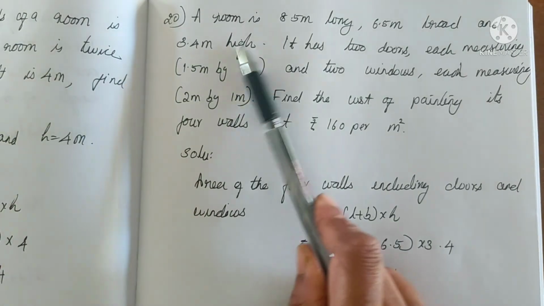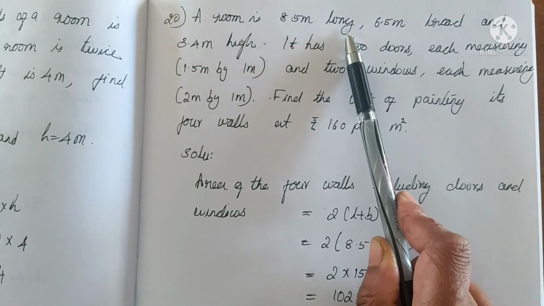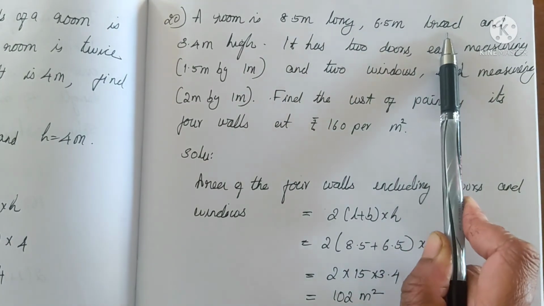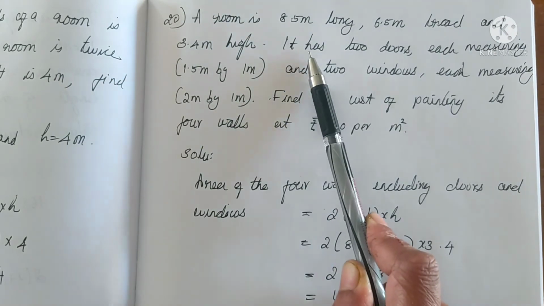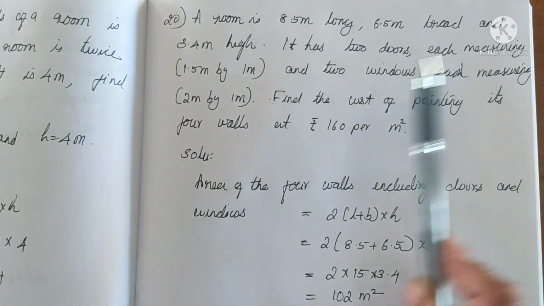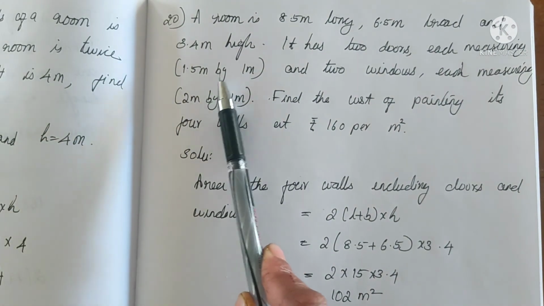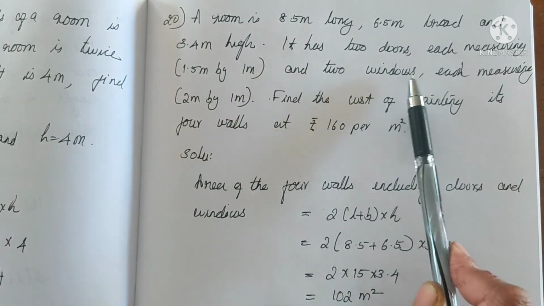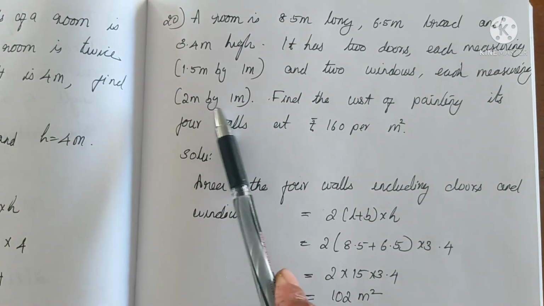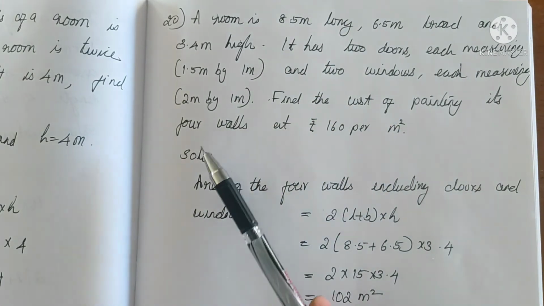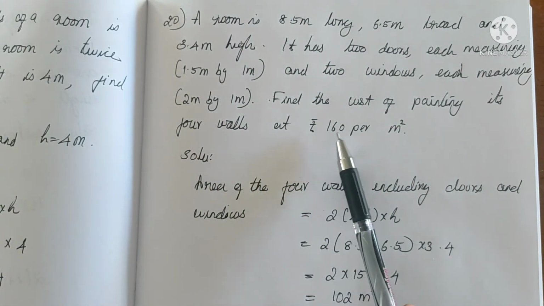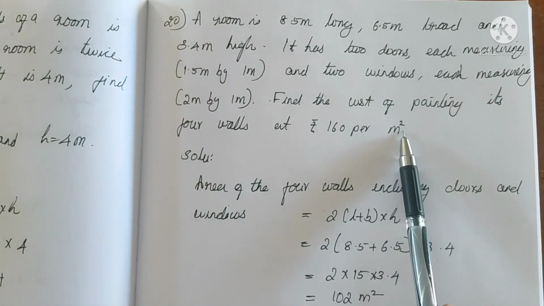Question number 20. A room is 8.5 meter long, 6.5 meter broad and 3.4 meter high. It has 2 doors each measuring 1.5 meter by 1 meter and 2 windows each measuring 2 meter by 1 meter. Find the cost of painting its 4 walls at rupees 160 per meter square.